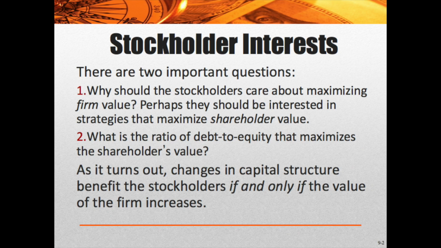And then number two is, what is the ratio of debt to equity that maximizes the shareholder value? Well, as it turns out, changes in capital structure benefit the stockholders if and only if the value of the firm increases. So changes from 50% debt and 50% equity to 60-40, 70-30, those changes are only important if they increase the value of the firm. If it doesn't increase the value of the firm, you wouldn't want to do it. Let's talk about some more examples of that coming up.